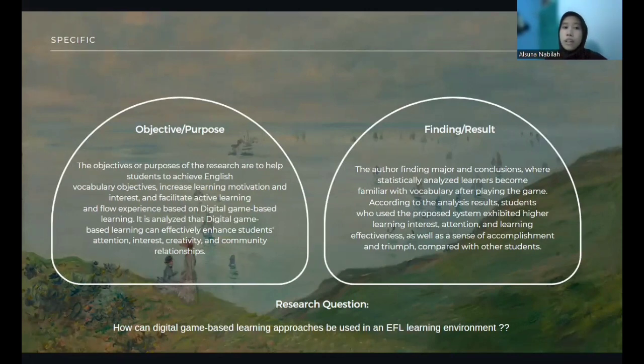environment? The author's major findings and conclusion say that, statistically analyzed, learners become familiar with vocabulary after playing the game. According to the analysis results, students who use the proposed system exhibit higher learning interest, attention, and learning effectiveness, as well as a sense of accomplishment, compared with other students. So that is the first article. Then we continue to the next article.